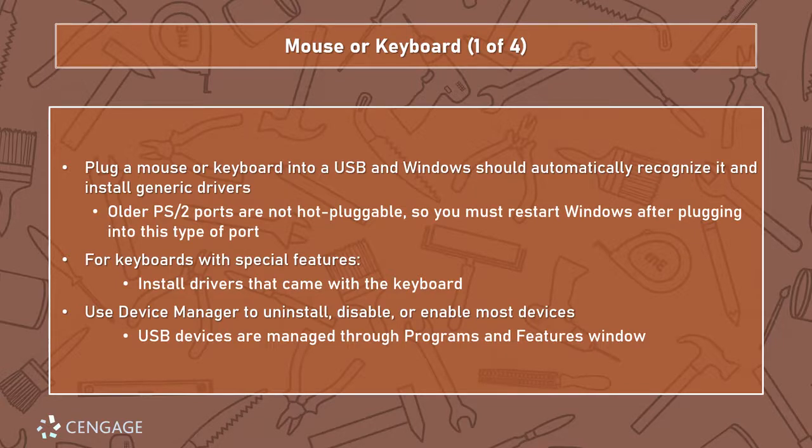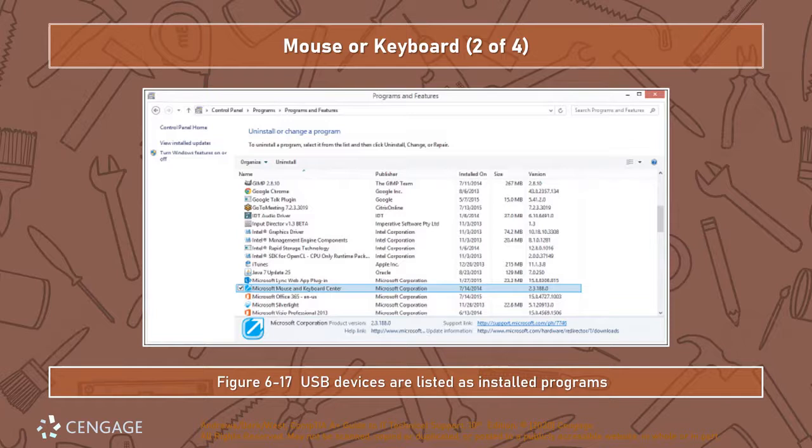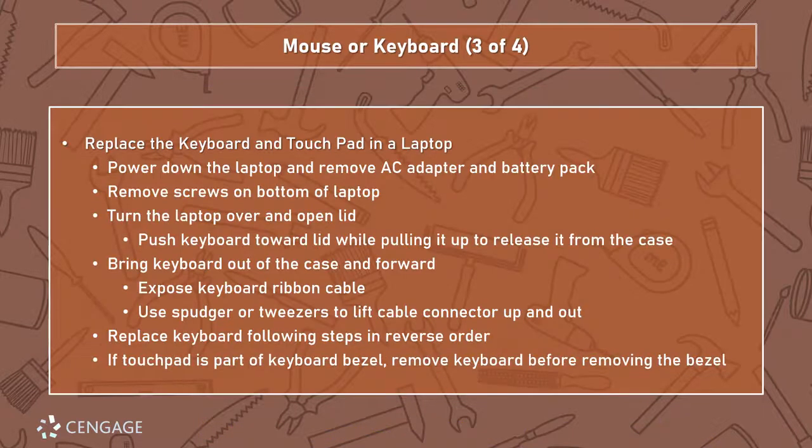For any keyboards that come with special features, if there's a programmable macro or things like that, there will be special drivers that came with the keyboard or downloaded from the website. Again, we're going to use Device Manager to handle all of these peripherals. So here we can see an actual installed program that goes to a particular USB device. This is the Mouse and Keyboard Center from Microsoft. So there are certain ones that we may see that are listed as installed programs.